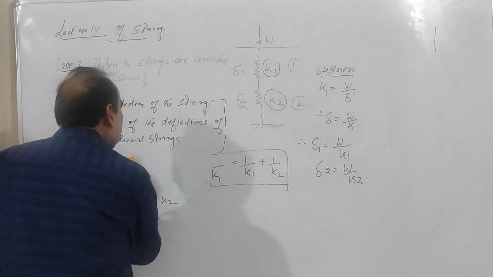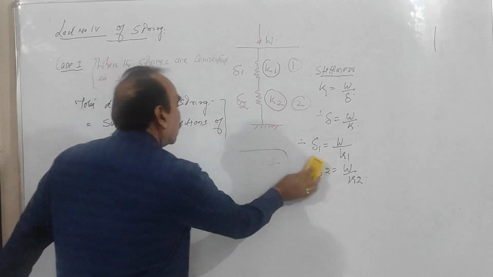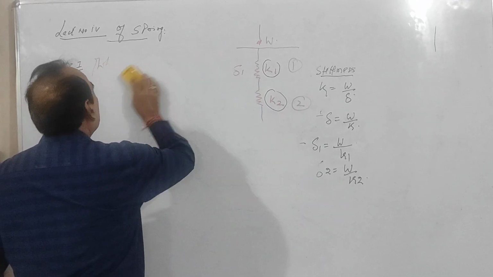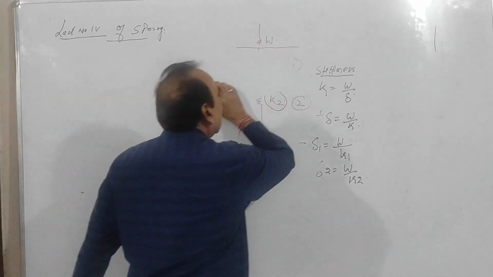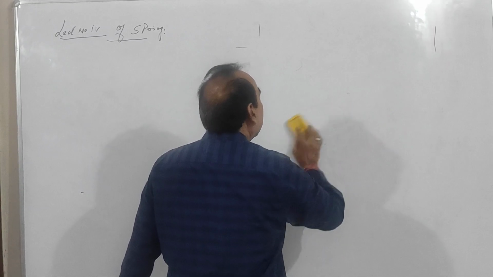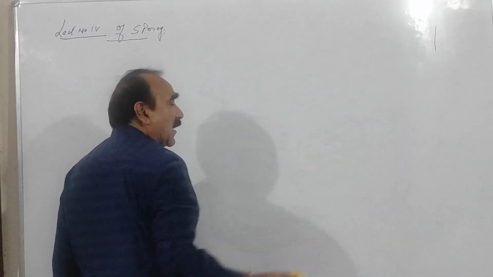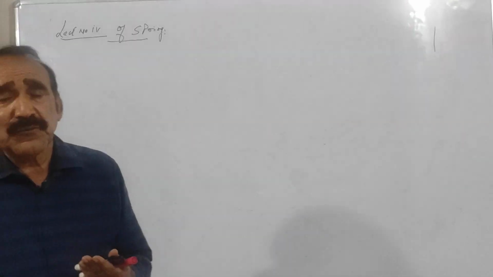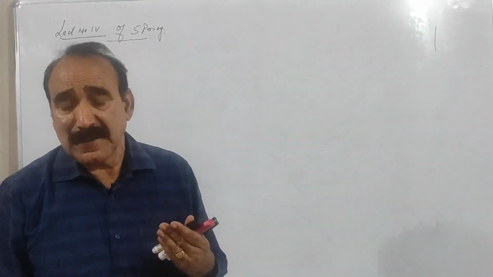Now the next one is... this is case 1, and now I will take the second case. Second case क्या होगा इसमें? पहला केस था कि when the springs are connected in series. Second case is when the springs are connected in parallel, right?